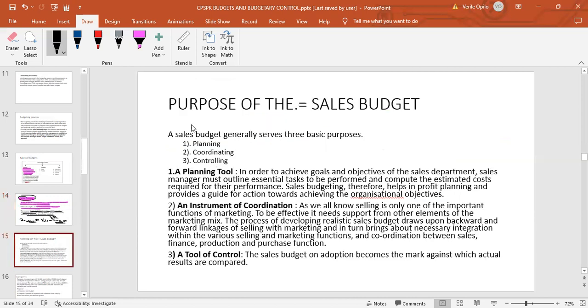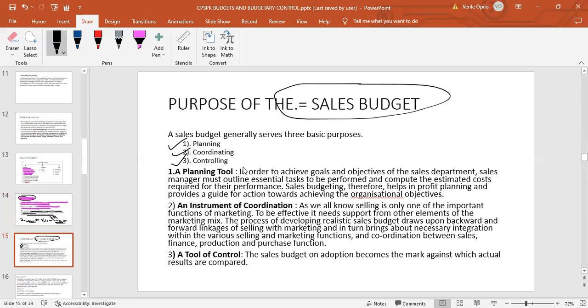So we look at the purpose of the sales budget. The purposes of the sales budget are almost similar to the purpose of any other budget. They usually act as a planning tool, a coordinating tool, and a controlling tool. We have already discussed these issues relating to planning, coordination, and controlling. How can a budget be used for planning?